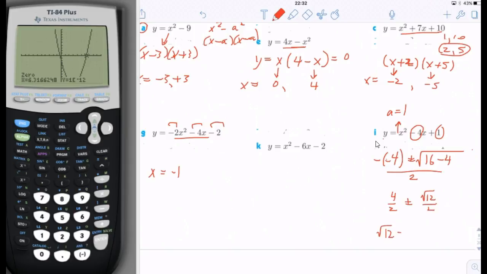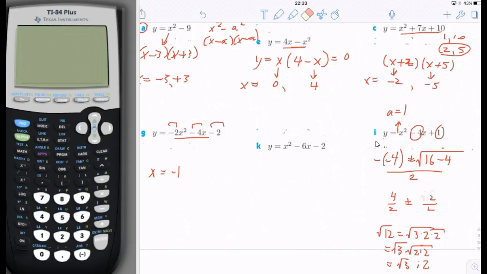Square root of 12 is actually equal to the square root of 3 times 2 times 2. Okay, which is equal to the square root of 3 times the square root of 2 times 2, which is equal to the square root of 3 times 2. Okay, so you could rewrite square root of 12 as 2 square root of 3, and then when you divide that by 2, you end up with square root of 3. So this is also another way to write it. Okay, and 4 divided by 2, of course, is 2. Alright, so that's the answer for that one.